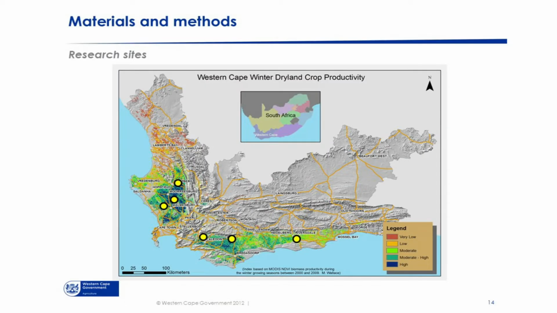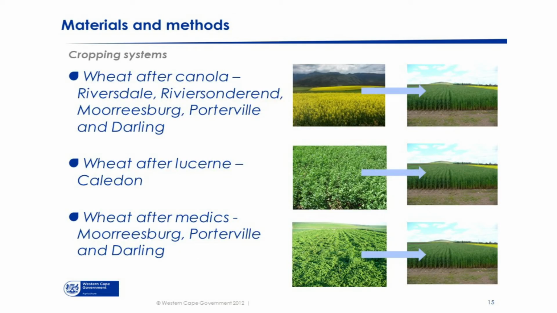And then we decided to look at different sites where we will do the nitrogen study. It was Riversdale, here at Tygerhoek, Caledon, Darling, Langewens, and then Porterville. That is the 6 sites where we then do the studies.